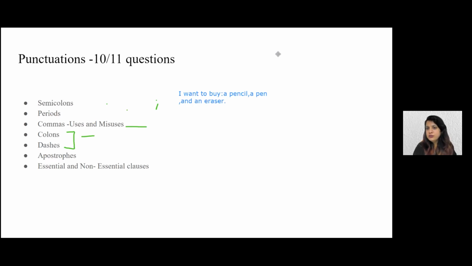Next concept where students get stuck is, if I'm writing a list and the list has 1 item, 2 items, and the 3rd item, this 3rd item will always take a comma before and. Now, why is that so? Because American conventions say that we need an Oxford comma or a serial comma. So that is also mandatory. So I must know what the comma uses are. So that becomes important here.